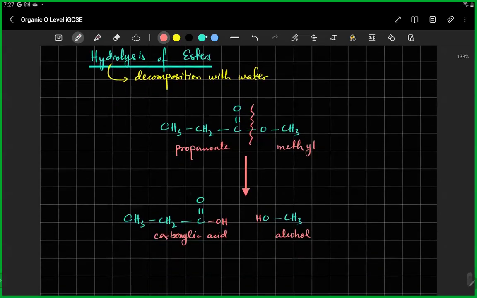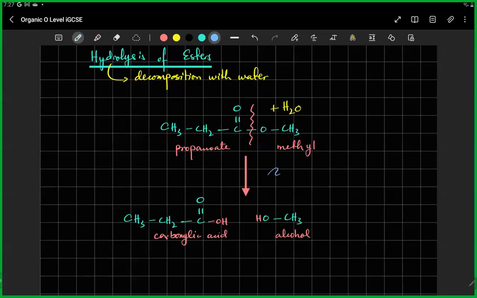वाटर ऐड करना पड़ेगा. You have to add water to it. ठीक है, तो प्लस H2O. It's going to get decomposed by adding water. ठीक है, is this clear? Yes, sir. और इसकी conditions होंगी.